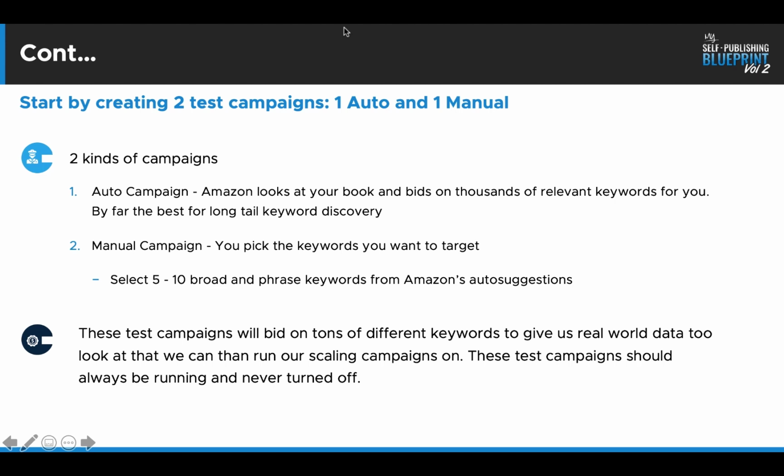Now, these test campaigns are going to bid on a ton of different keywords to give us real world data so we can look at it and then run our scaling campaigns on. And it's also important to note these test campaigns, we should never really turn them off. They should always be running because we're always testing to see if new things come up, and we will optimize it so we're not bleeding money, so to speak. But you always want to be testing to see what new trends or new market shifts come up that you might be able to jump on before your competitors.